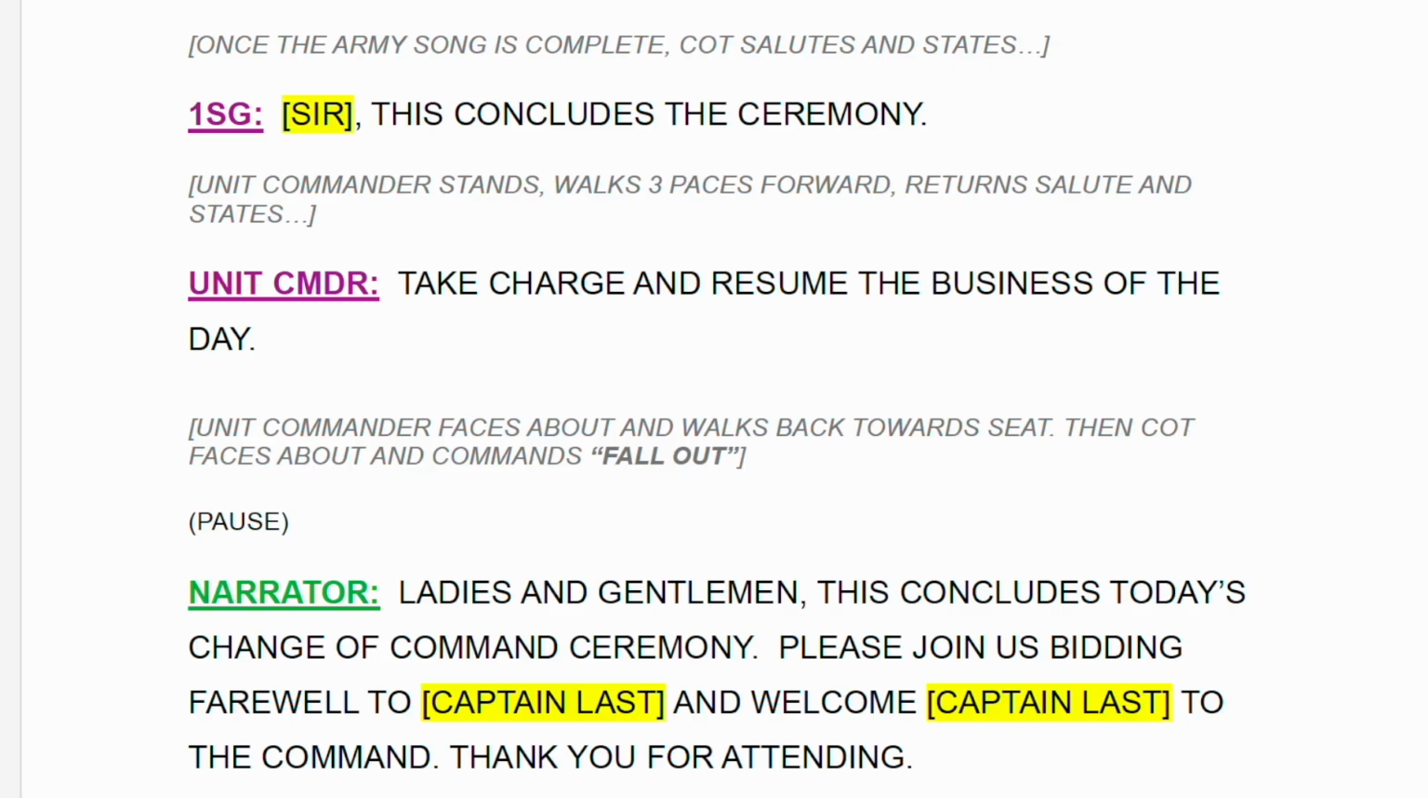Then boom, salutes are rendered. You pause for the commander to start returning to the seat, and you go, ladies and gentlemen, this concludes today's change of command ceremony. Please join us in bidding farewell to Captain Last Name and welcome Captain Last Name to the command. Thank you for attending.